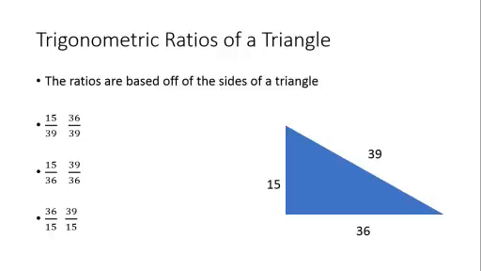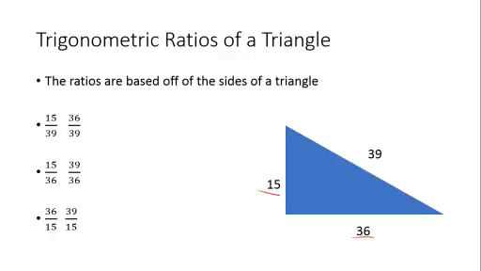First one, we have 15 over 39, so we take this leg divided by the hypotenuse. 36 over 39, so the other leg divided by the hypotenuse. 15 over 36, so one leg divided by the other leg. 39 over 36, the hypotenuse over a leg. 36 over 15, so the reciprocal of the previous one, leg over leg. And then 39 over 15, which is the hypotenuse over the other leg. Those are our 6 possible ratios that we can create when we're dealing with these right triangles.